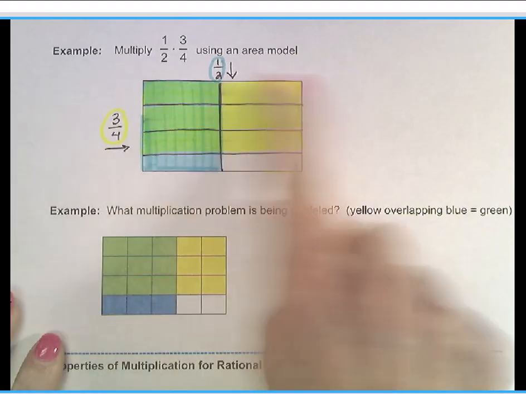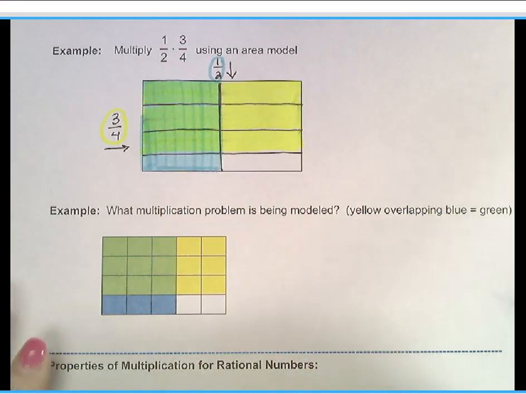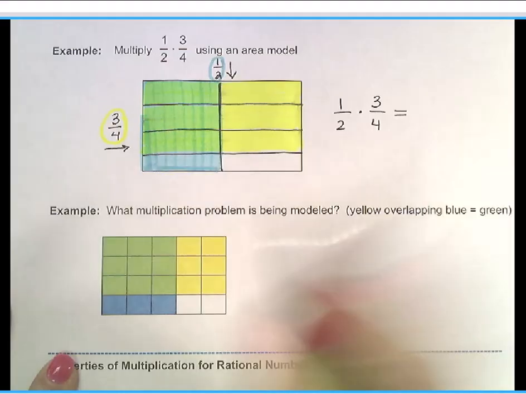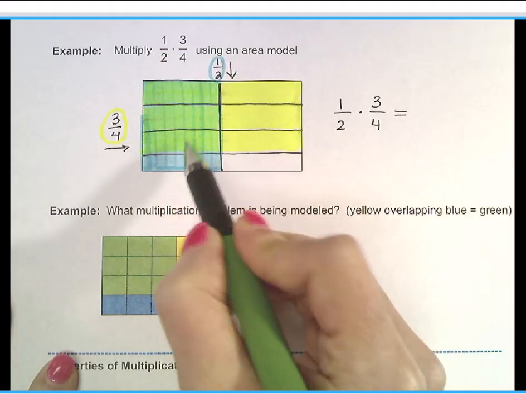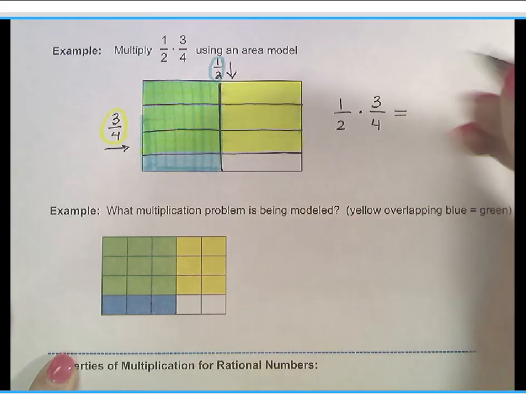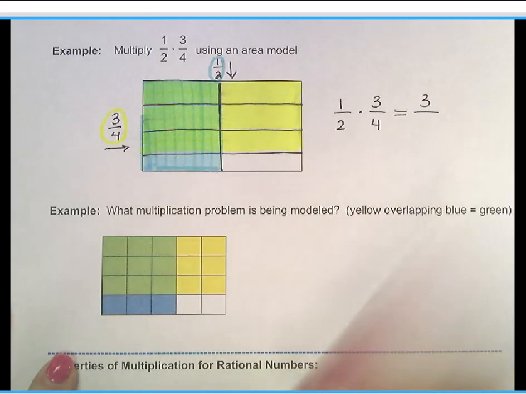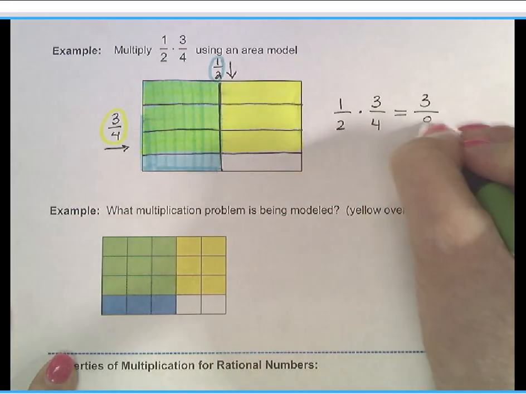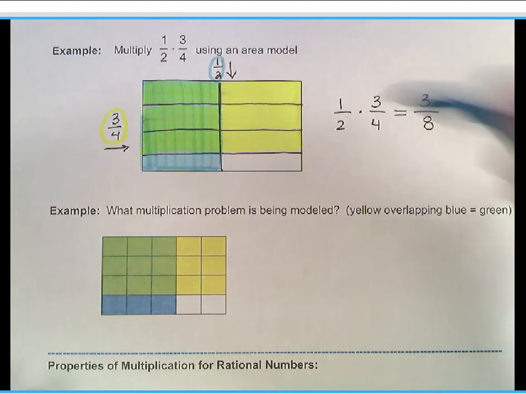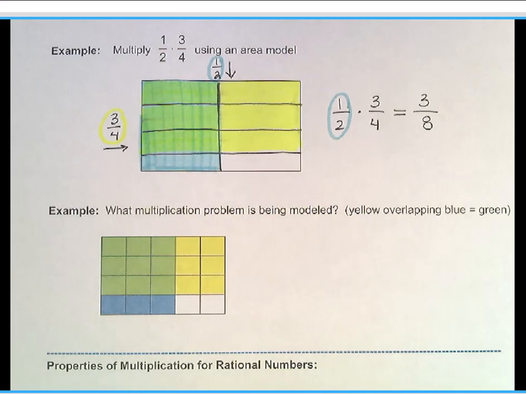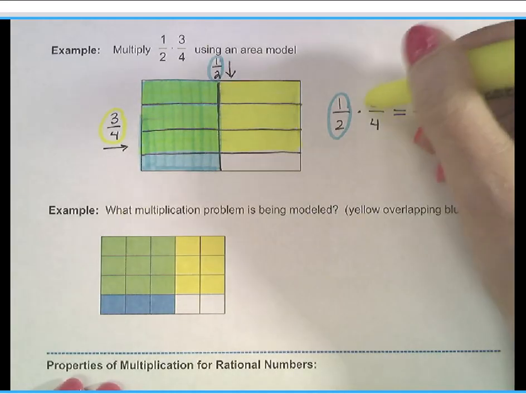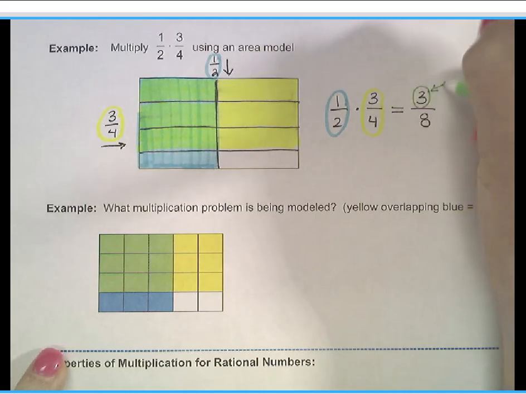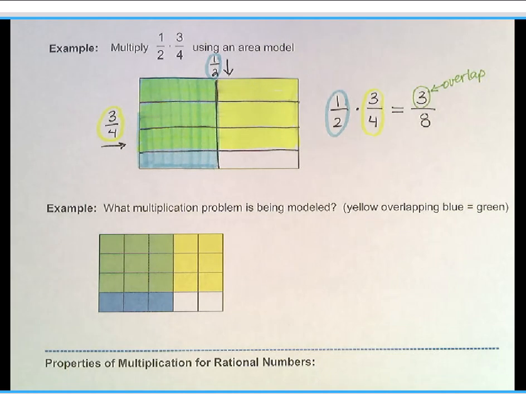So I've shaded 3 rows horizontally, I've shaded a half vertically, and so I know that 1/2 times 3/4. On the picture, what the green tells me, these 3 green little rectangles where we have the overlap, that tells me the numerator of the answer. And the fact that this is a 2 by 4, 2 times 4, 8. So again, this was the column. This is the row. And then as far as the answer goes, that's the overlap. And that's how you read one of these area models.